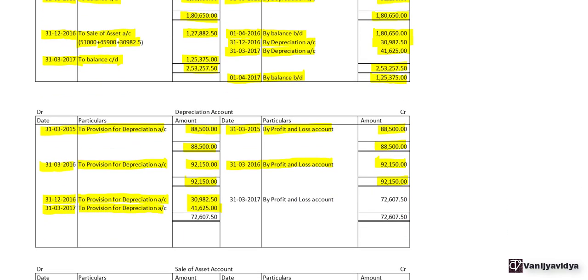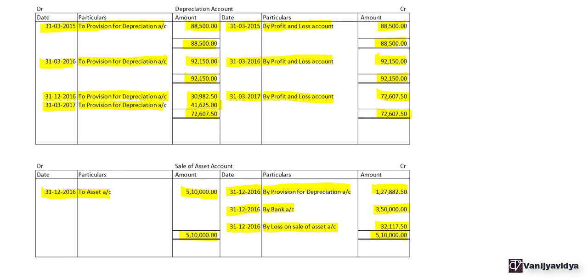Next, the depreciation account. In the depreciation account, we just have to transfer the total 72,607.50 to the profit and loss account on 31st March 2017. So on 31st March 2017, by profit and loss account 72,607.50. Then the sale of asset account is already closed. There is no balance. And the loss on sale of asset account will be transferred to the profit and loss account on 31st March 2017.